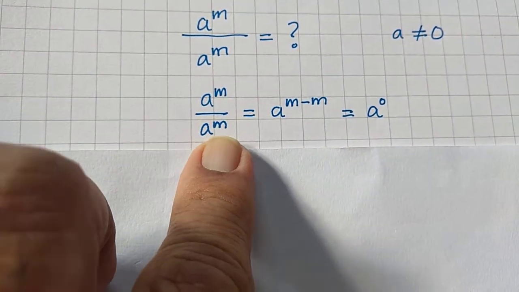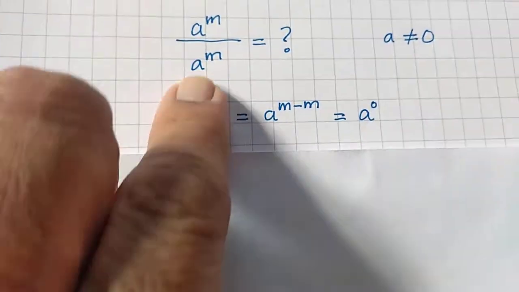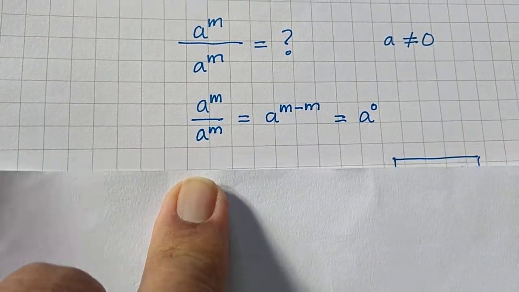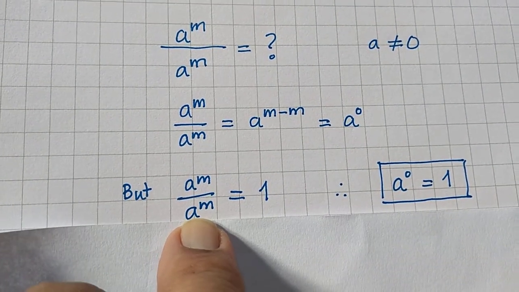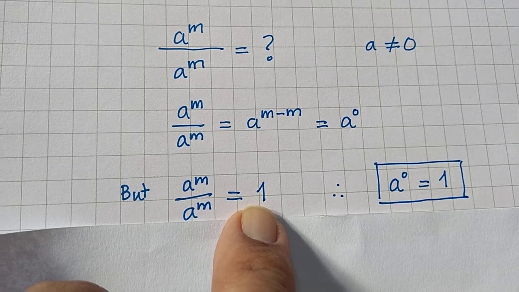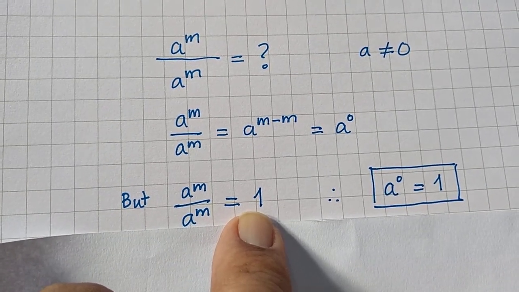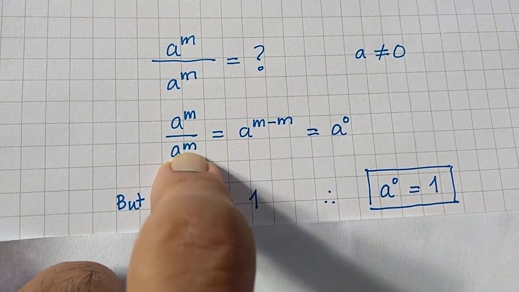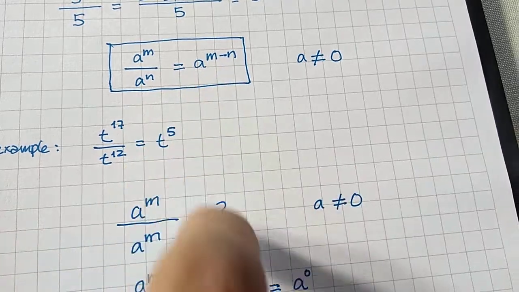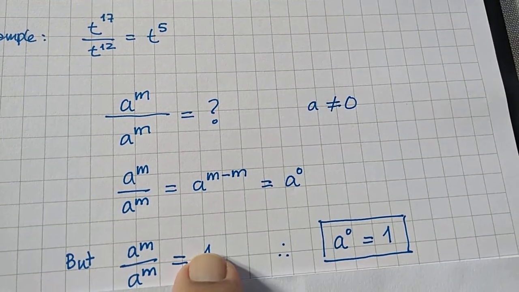We also know that a to the power m divided by a to the power m is something divided by the same thing, and anything divided by itself is equal to 1. But a to the power m divided by a to the power m by this rule is equal to a to the power 0. So a to the power 0 is equal to 1.